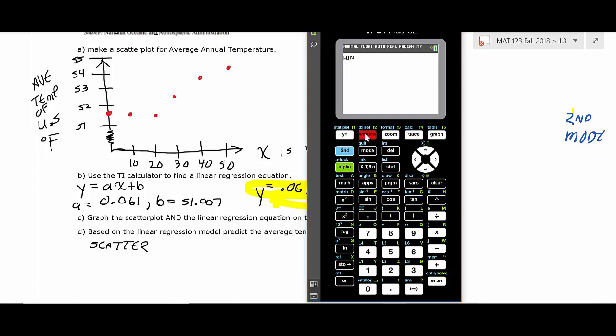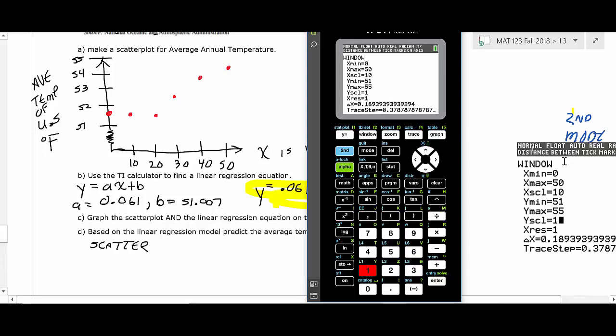The first thing we're going to do is set up the window. So I'm going to press my window button. Then I'm going to put in what the scatter plot tells. So we're going to go 0 to 50, and then we scale by 10. I'm just telling the calculator to do the same x-axis that I had you do. Now you can start y anywhere you want to. You can start at 50, or you can start at 0. I'm just going to start y at 51 like we did, and then go all the way to 55. Then I'm going to scale that by 1. So that's the window that you could put in. All I'm doing is getting the calculator set up so it'll do the same scatter plot.